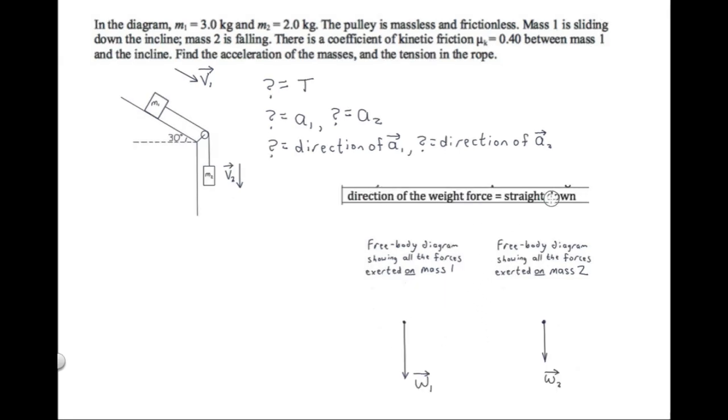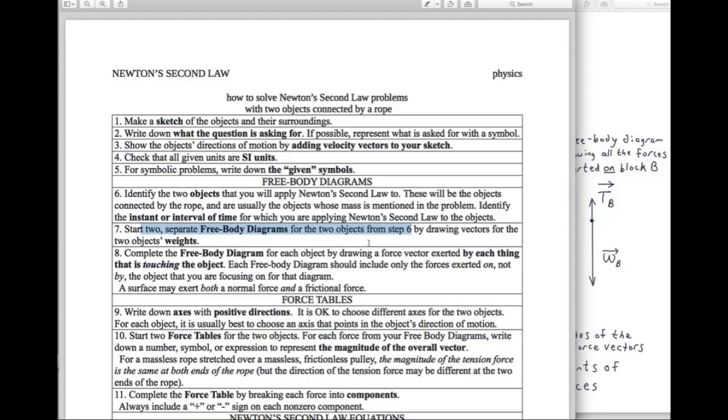The weight force points down. Here's the weight force exerted on object 1 and the weight force exerted on object 2. So we've completed this step by drawing the vectors for the object's weights.